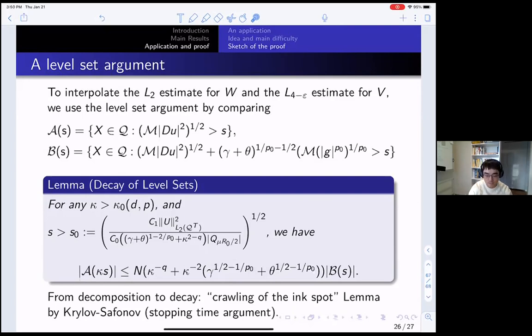And I want to say that the previous decomposition lemma is a local result. Then how do you get from the local result to this global decay rate, right? This maximal function is defined on the whole Omega. And so there is a so-called crawling ink spots lemma, first used by Krylov and Safonov in their proof of Harnack inequalities, and is actually a stopping time argument. So we can get from the local decomposition to this global decay rate.